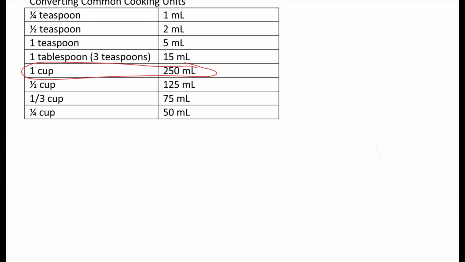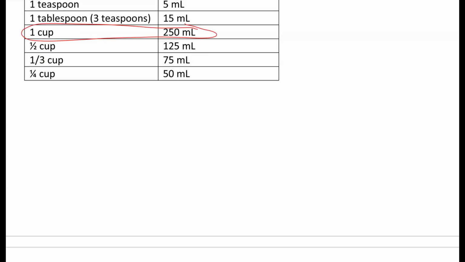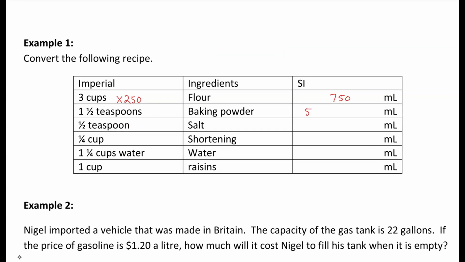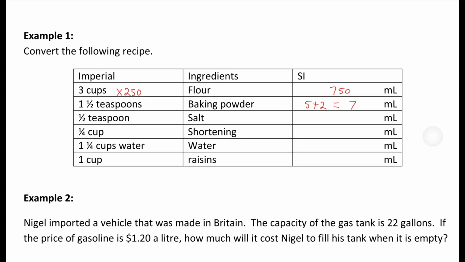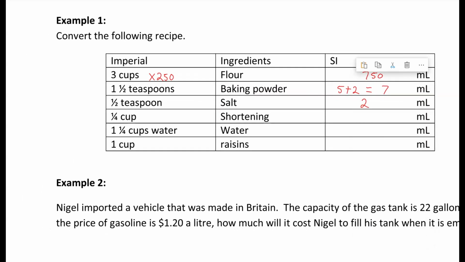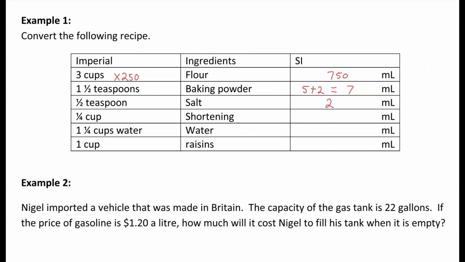Next, we have 1.5 teaspoons of baking soda. Well, if we look back, 1 teaspoon is 5 milliliters, and right above that is half a teaspoon, which is 2 milliliters. So we're going to go with 5 plus 2 equals 7 milliliters here. Or half a teaspoon of salt. If we want to find half a teaspoon of salt, we just use that above. It's going to be 2 milliliters. Now, the rest I'm going to leave for you to figure out on your own, and then make sure you're checking the OneNote so that you know that you've got the correct answers.